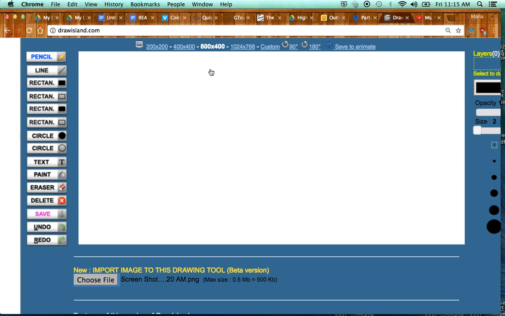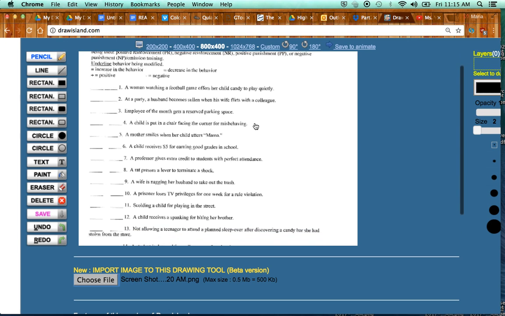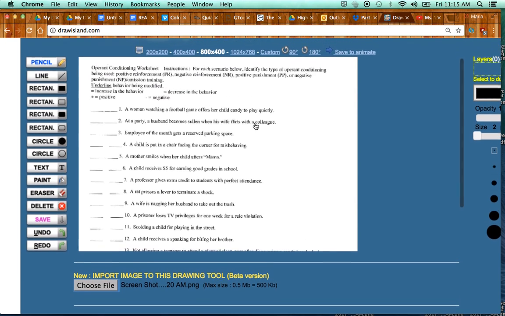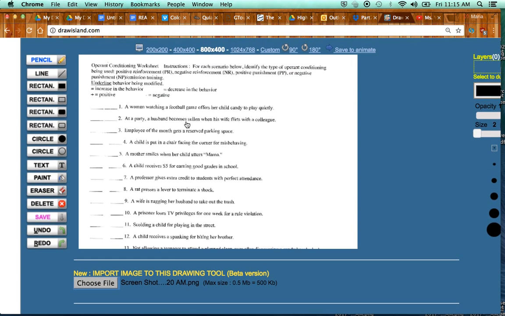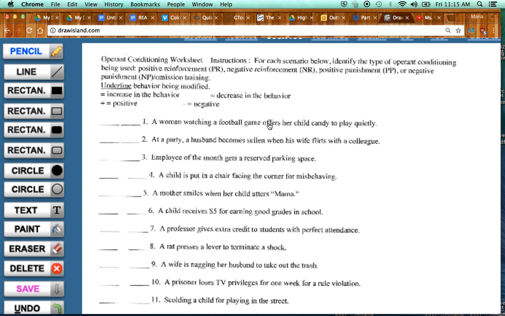Let's see how this works out so we could draw on it. All right, we at least got up to number 13. Oh, I can scroll it. That's awesome. All right, so let's do this first one. Number 1, a woman watching a football game offers her child candy to play quietly. We want to increase the behavior of playing quietly, so we know that is reinforcement. And since the woman is giving her child a pleasant stimulus, we know that to be positive reinforcement.